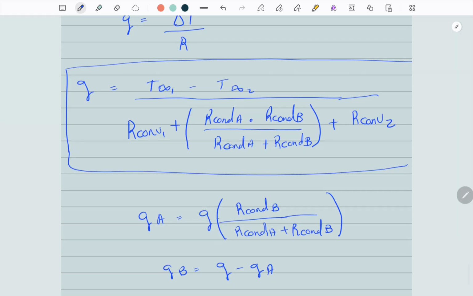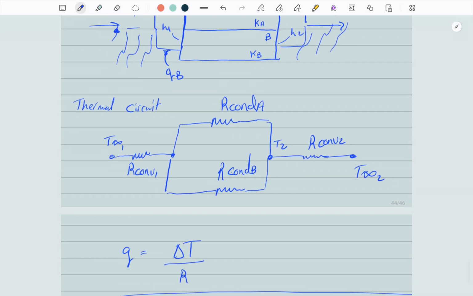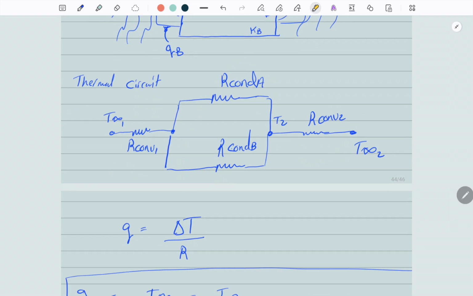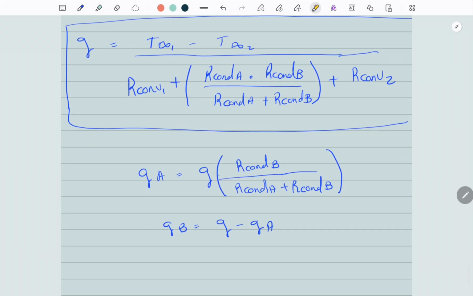The maximum combination you'll see is series and parallel, but other than that, everything will stay the same. It could be different in the order, but you won't get anything more complicated than this, two in series and a parallel. That's it for this video, and see you in the next class.